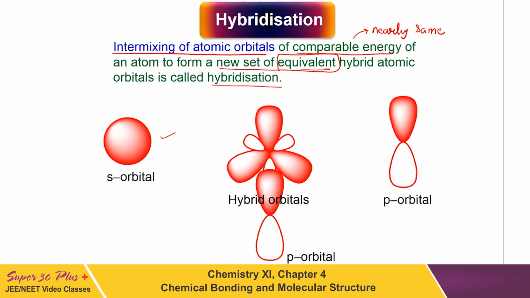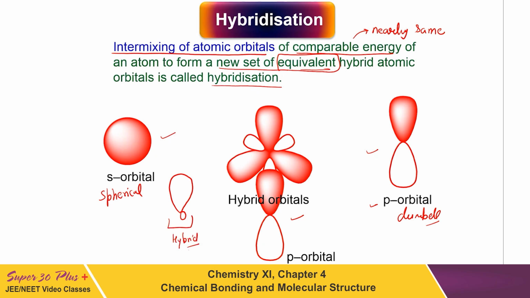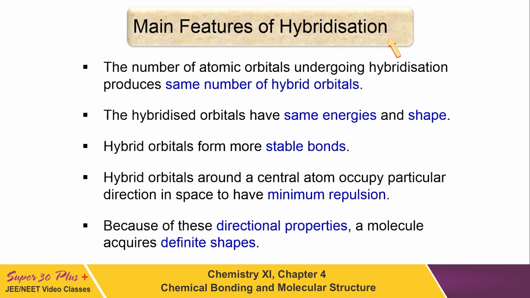Means when different orbitals participate, see, this is s orbital, this is p orbital. When they overlapped with each other, they formed this hybrid orbital. This one is the hybrid orbital. You see here, prior to the hybridization, s was spherical, p was dumbbell shape. This is spherical and this is dumbbell shape. But after hybridization, this hybrid orbital is neither spherical nor dumbbell shape. It has some different shape, and all the hybrid orbitals will have exactly the same shape. So these are some features of the hybridization.